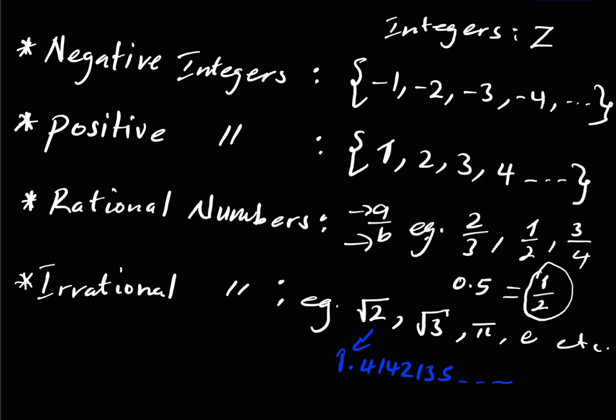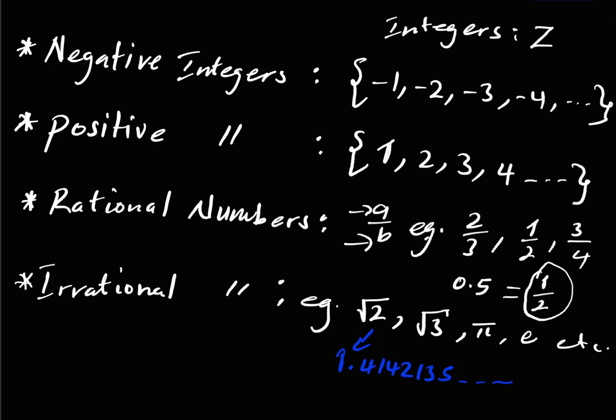But numbers such as the square root of 2, the square root of 3, pi, e, etc., these are irrational because we cannot express them in the form of a over b. Now, if I want to write 1.4142135, as you can see, I cannot even write all the numbers because the decimals continue. So it is not possible to represent this in the form of a over b. So that's why they are called irrational numbers.